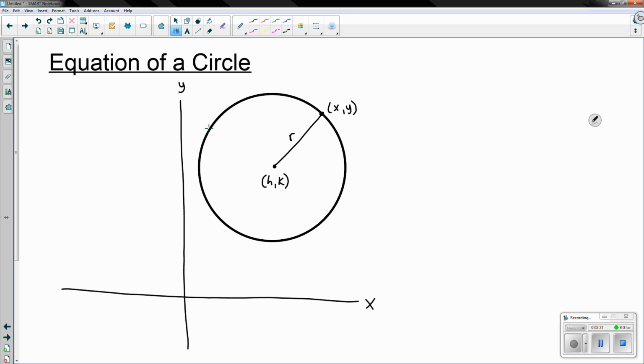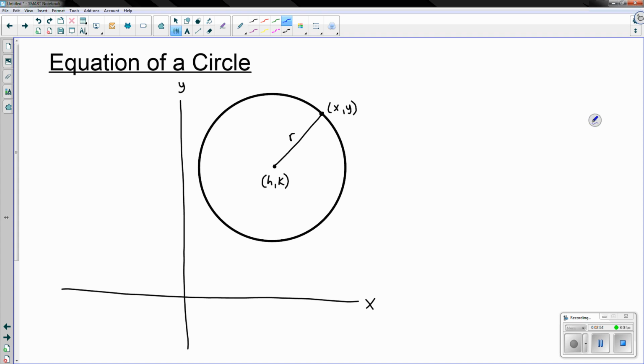Now, how do we figure out an equation that relates these 2 points in order to form the radius? So the radius defines the circle. So if we can come up with an equation for the radius, we have just written an equation for this circle. Now that line that I've drawn there, the radius is clearly the distance between those 2 points.